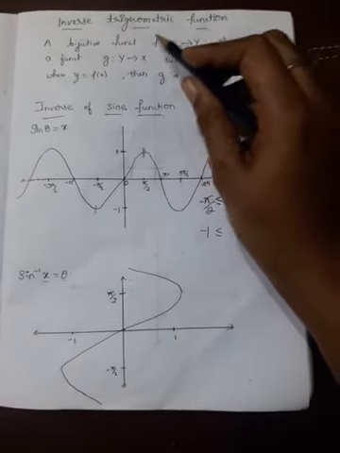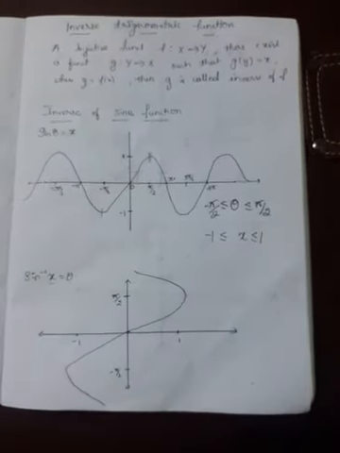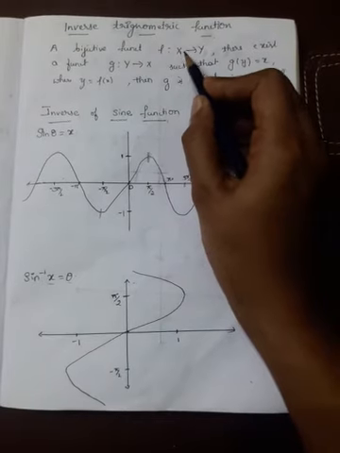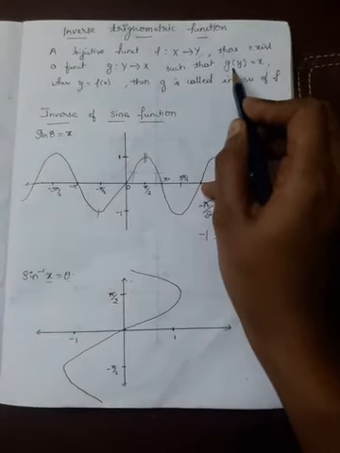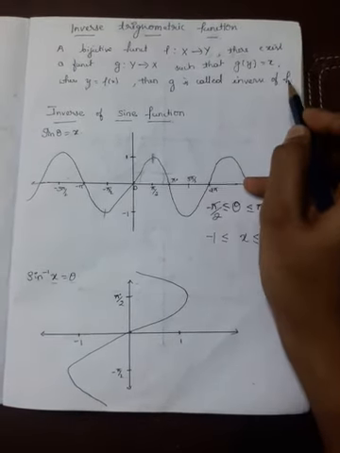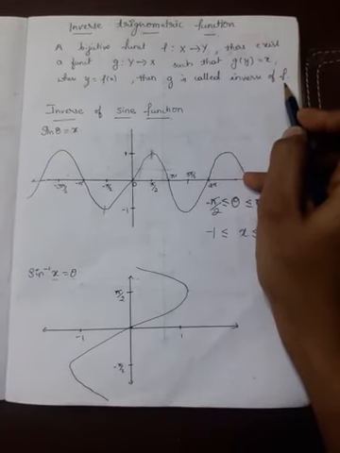Already we know that from this function, y is equal to f of x. If this exists, that means f is both one-one and onto, we define a function g from the opposite of domain and codomain such that g of y equals x. Then g is called the inverse of f. That we learned in the relation and function chapter.